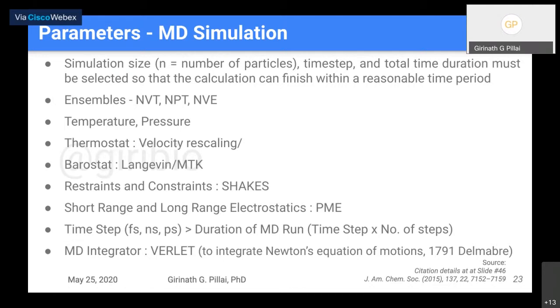I'll be showing you a calculation of how to calculate the time, and the MD integrator, which is called Verlet. In GROMACS, they use Verlet by default. Of course, we are free to change it. This is to integrate Newton's equations of motion, which was used by Delambre in 1791.